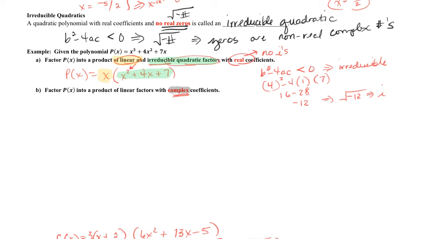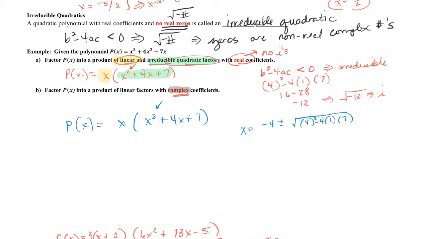Okay. For part B, factored into a product of linear factors with complex coefficients. So again, if it asks for complex coefficients, that means I have to be allowed to use imaginary numbers. So p of x equals x times x squared plus 4x plus 7. And this, of course, is second degree. I need this to be linear factors. Well, to find the factors, I'm going to use the quadratic equation. So x equals negative b, negative 4, plus or minus the square root. B squared is 4 squared minus 4 times 1 times 7.